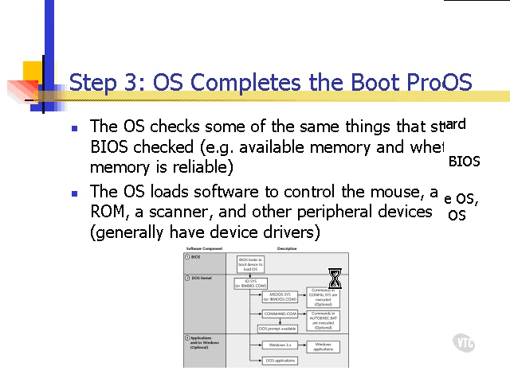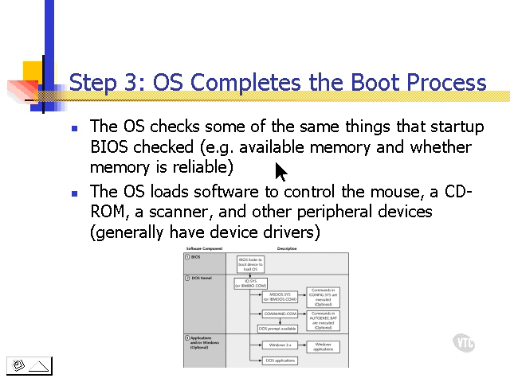Now, the operating system is smarter than BIOS, so the operating system will check some of the same things that BIOS checked. For example, it'll check memory, but it'll also check whether memory is reliable or not. Then the operating system will load the software to control the mouse, CD-ROM, possibly scanners, and other peripheral devices that are connected to the computer.